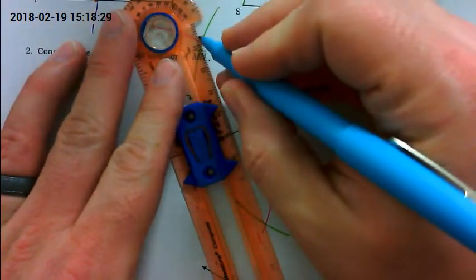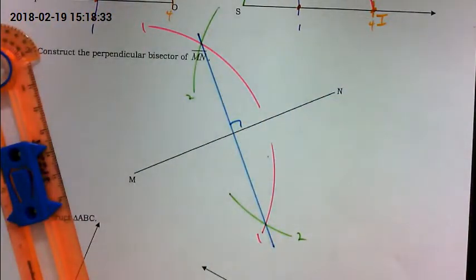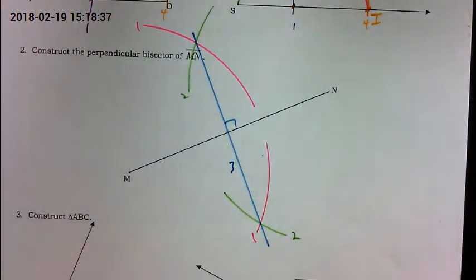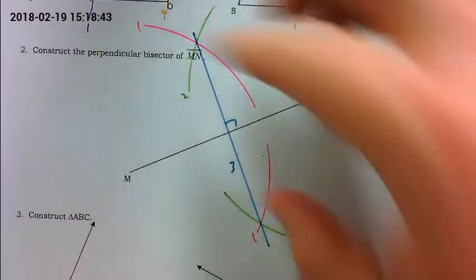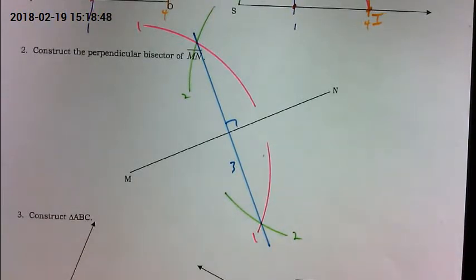Now notice, my arcs are completely different size than on the first one, but it doesn't matter because it doesn't matter how long the arc is that you start off with. As long as it's more than halfway, you'll find 2 points that intersect, and these 2 points are equal distance to the endpoints, and every point that's equal distance from the endpoints has to be on the perpendicular bisector.